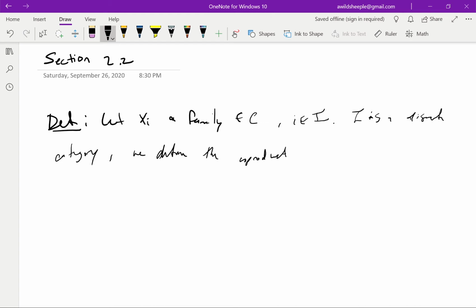then we can define the coproduct to be the inductive limit, the forward limit, of the functor alpha, which just takes this I onto these xi's respectively. And then similarly, we define the product to be the projective limit.